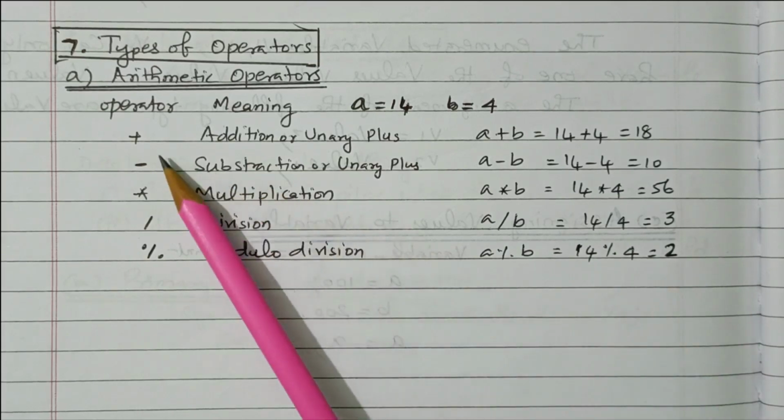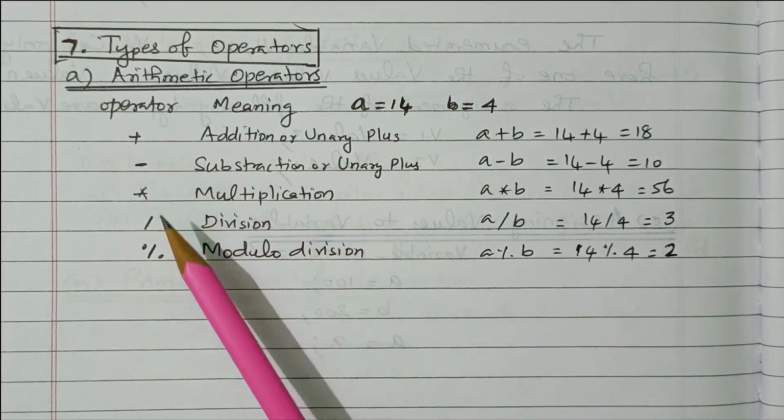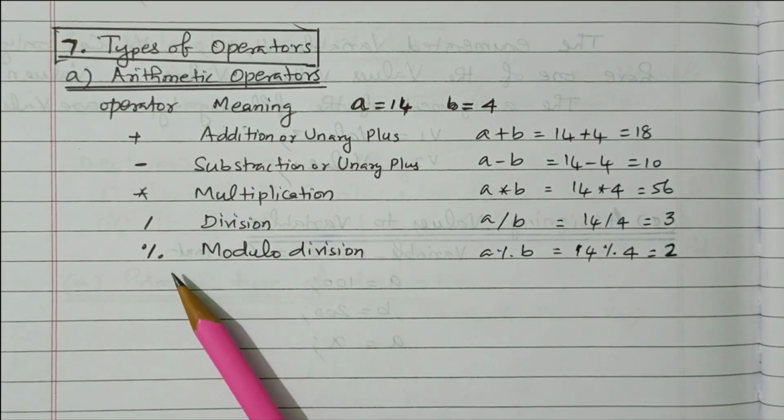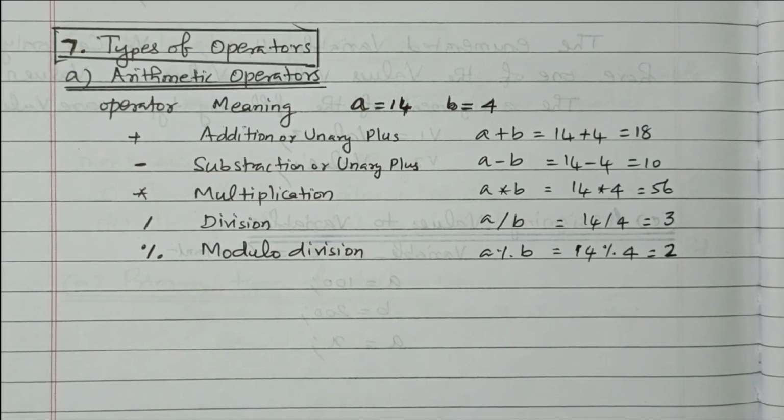Right? So addition, subtraction, multiplication, division, in that it will give the quotient value. Percentage will give the remainder. After division it will give the remainder value. Now we will go to the next operator.